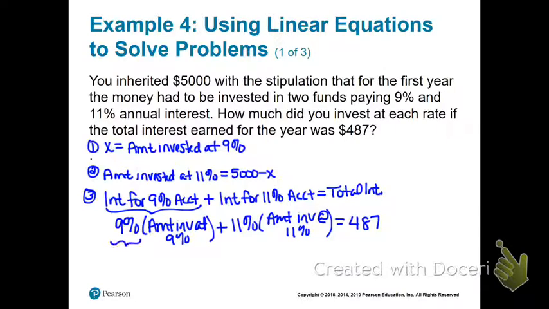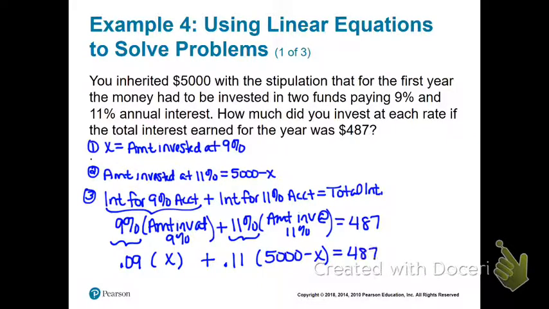So 9% as a number is 0.09. The amount we invested at 9%, that was our X. Plus 11% as a number is 0.11. And the amount invested at 11%, that was the $5,000 minus X. And that's equal to the 487. So there's my equation. Step 4 says to solve and answer the question.